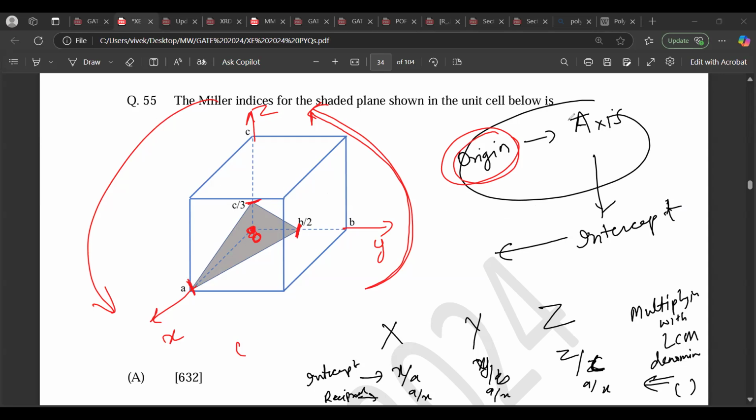Next, find out the intercept on the axis. I found the axis. Now find out the intercept. I found the intercept. On B, it's cutting B by 2. On C, it's cutting C by 3. On A, it's cutting complete A, right?